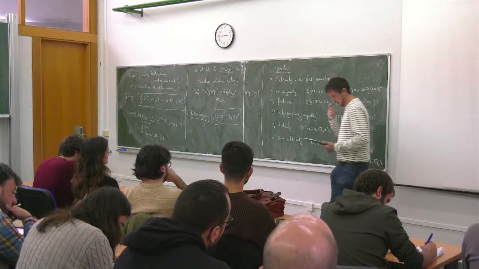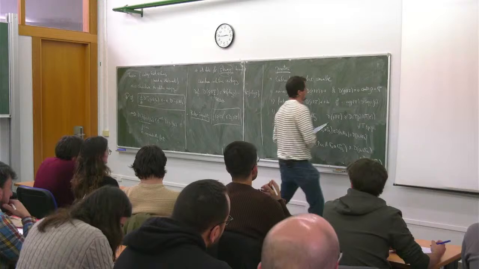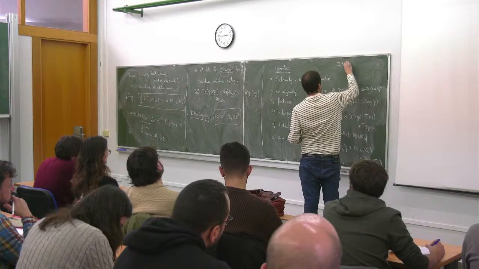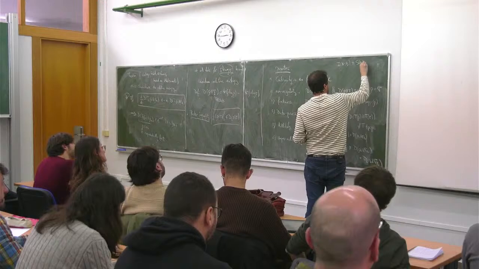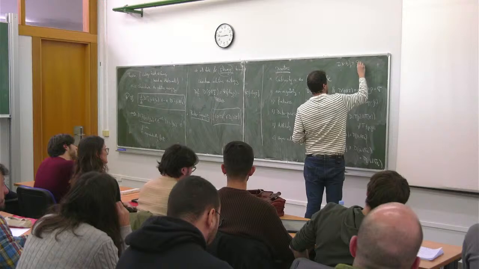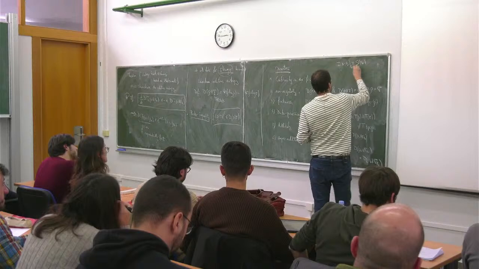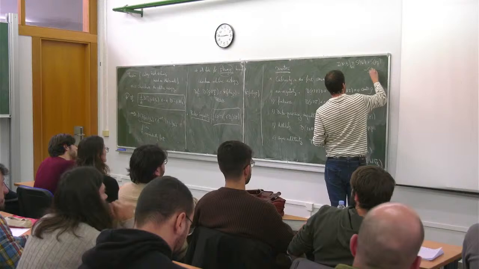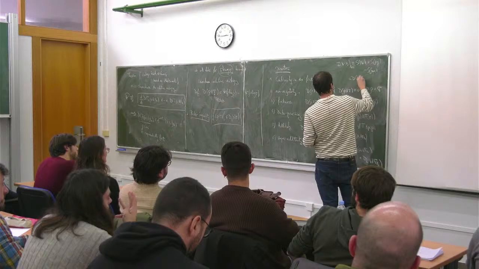So the mutual information between systems A and B you can define as the entropy of rho A plus the entropy of rho B, minus the entropy of rho AB. But it's not difficult to see that this is the same as the relative entropy of rho AB with respect to rho A tensor rho B.